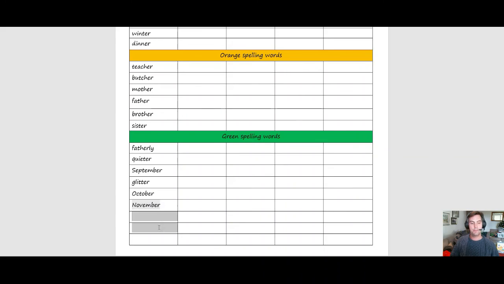All right, guys, there's also some space here for some personal words. So from any writing that you have done over the last couple of weeks, if mum or dad have marked it, that's where you put words that you misspelled in your writing. For example, I saw the word until spelled incorrectly in a student's work earlier, so that might be a good word for that student to practice.